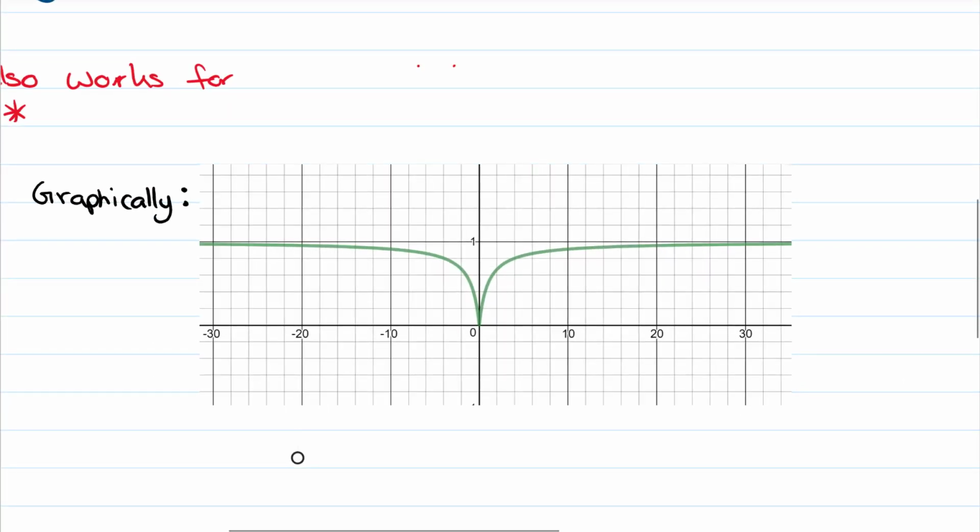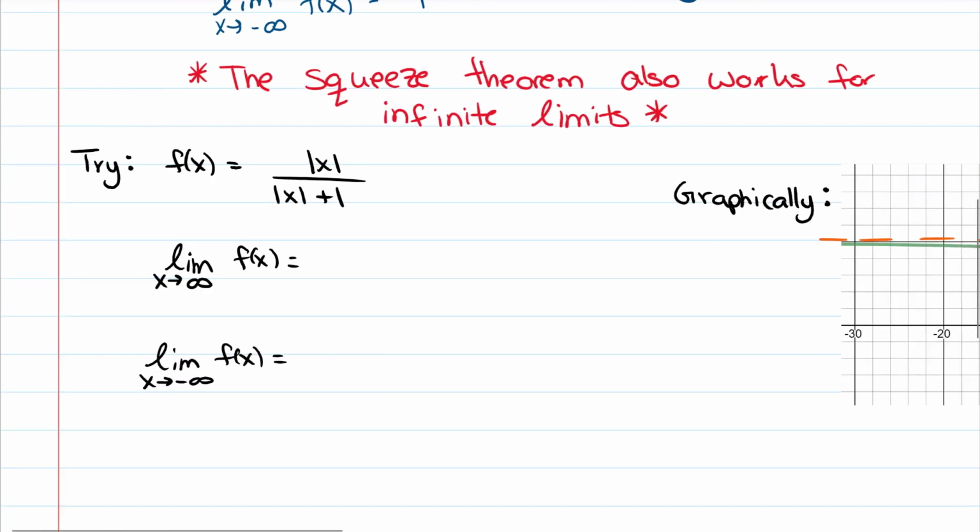So now if we look at this graph, we can determine the asymptote, and it looks like we have a horizontal asymptote right here. And this is the line y equals 1. So going back to our original problem, the limit as x approaches infinity is 1, and the limit as x approaches negative infinity is also 1. So the only horizontal asymptote we have here is y equals 1.